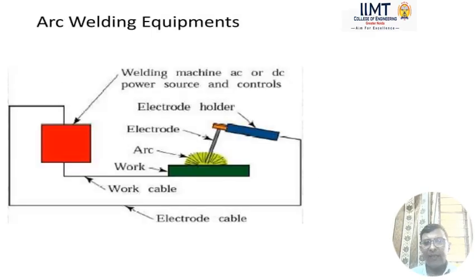This is the arc welding equipment. This one is the line diagram which is generally shown in the figure. Welding machine, AC or DC power supply, and then work cable. The work cable is connected to the work. There is an arc, electrode, and electrode holder. This is the simple line diagram of arc welding from which you can understand how to proceed with arc welding.